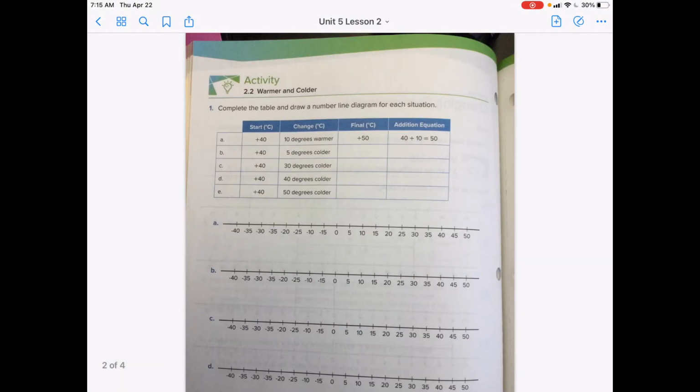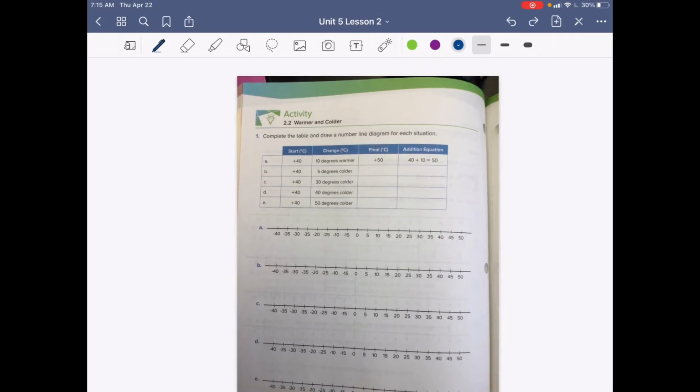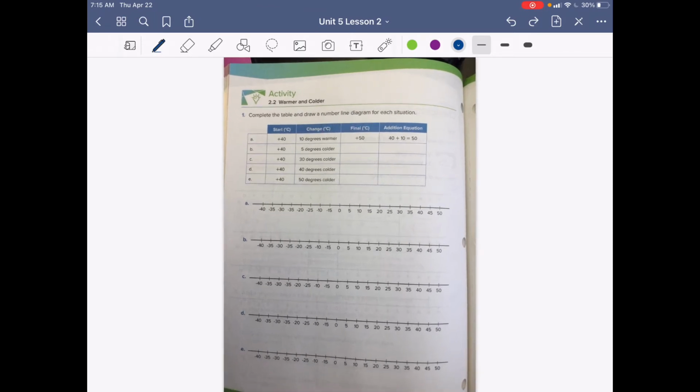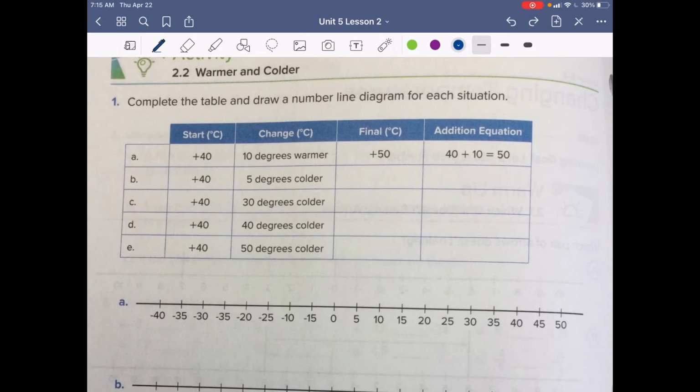All right, let's look at the next page. So on this page, we're doing warmer or colder. And they gave us some number lines that we can use to help us here. So we have A, B, C, D, and E, and then we have A, B, C, D, E. So let's look at what it's asking us to do. Complete the table and draw a number line diagram for each situation.